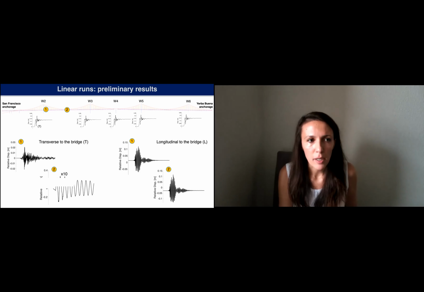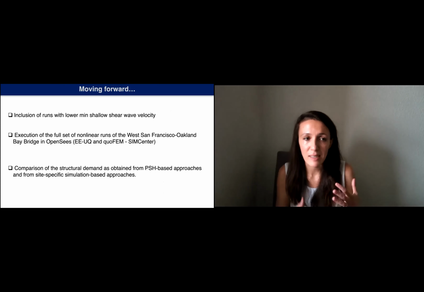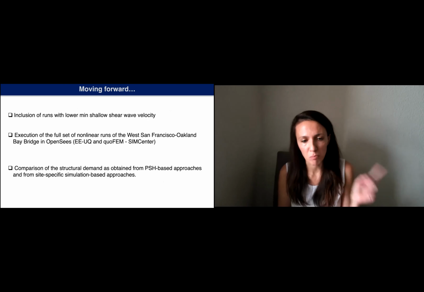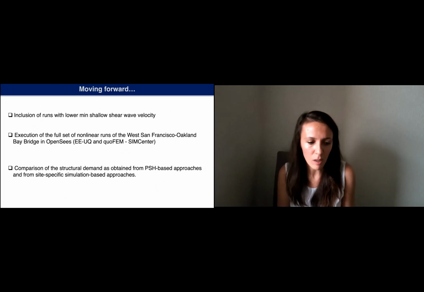In conclusion, moving forward, the last steps for the completion of the project will be the inclusion of runs with a lower minimum shear velocity, for the reason we explained earlier, to have a complete view and a full set of data for an objective judgment and evaluation of the simulated motions.